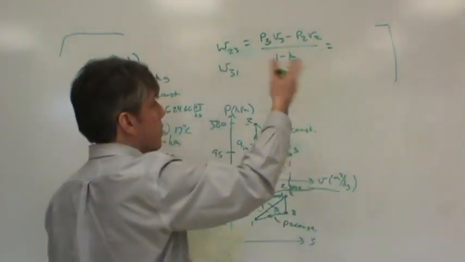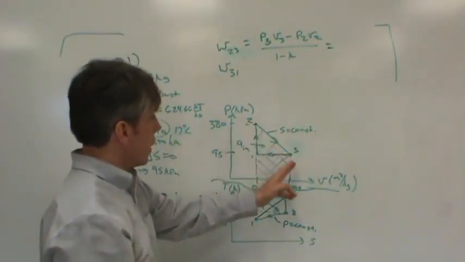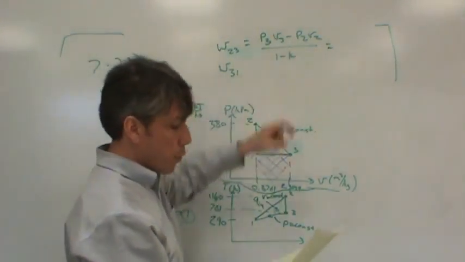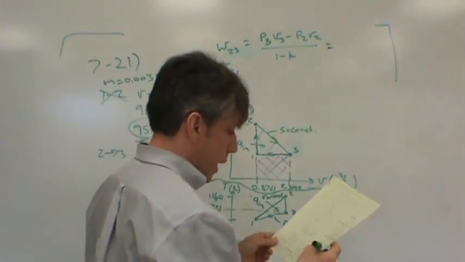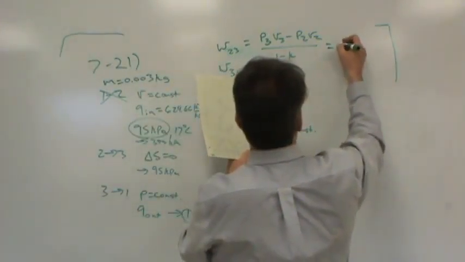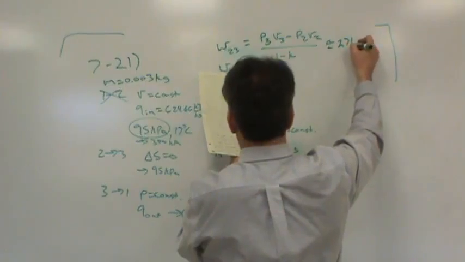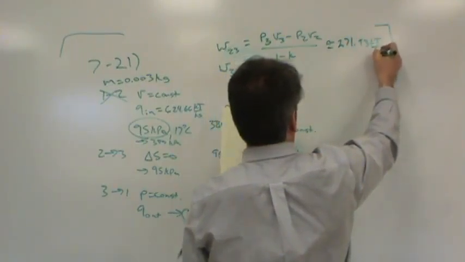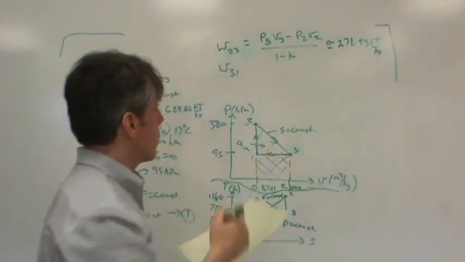Now we've got all the pressures and all the volumes from states 2 and 3. Right? We've got the pressures, we've got the volumes. We can plug this in. We know K is 1.4. The specific work you get out for 2 to 3 is about 271.93 kilojoules per kilogram. I won't show you all the details. I'll let you go through that since we're short on time.